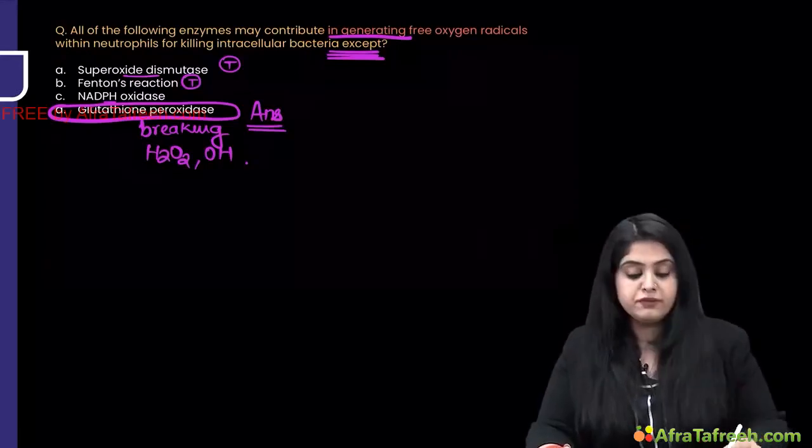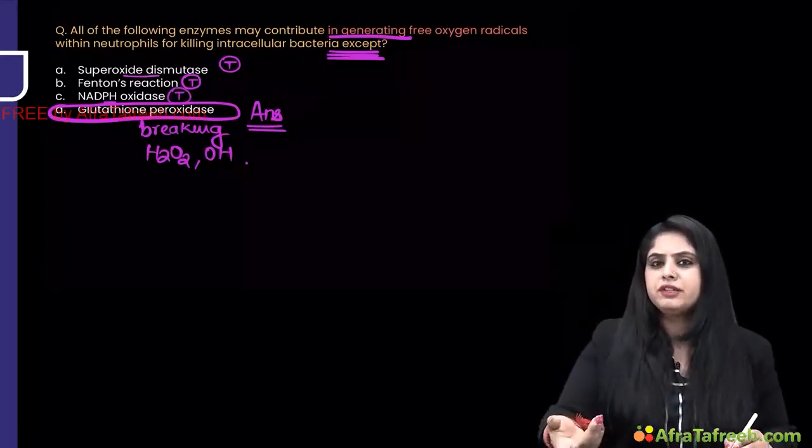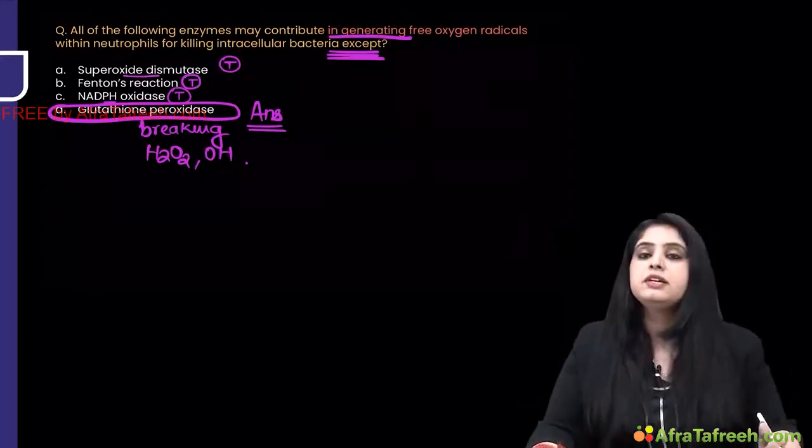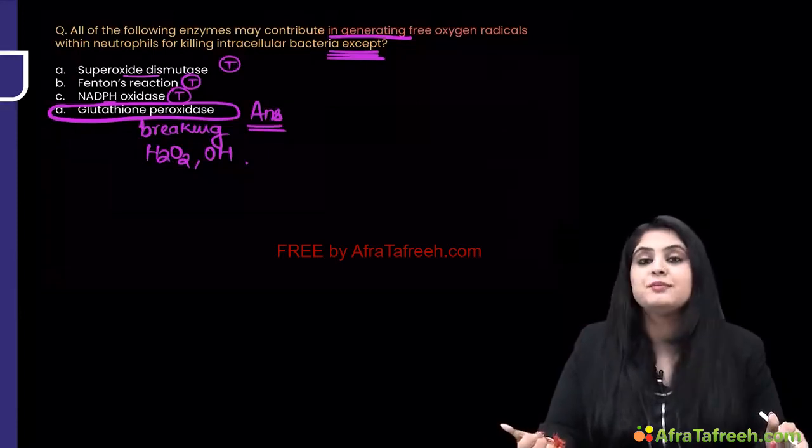Okay? And for those who are confused about what NADPH oxidase is, just go to the next chapter, do phagocytosis. You will see that NADPH oxidase also makes free radicals. That is exactly coming up in the chapter of inflammation.